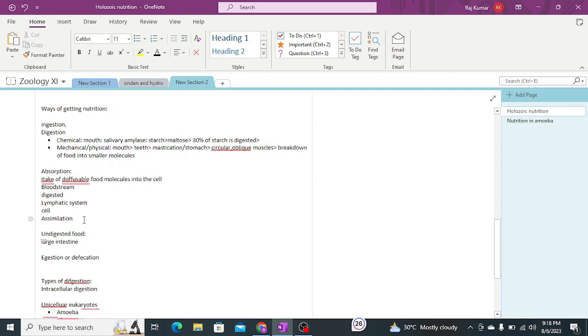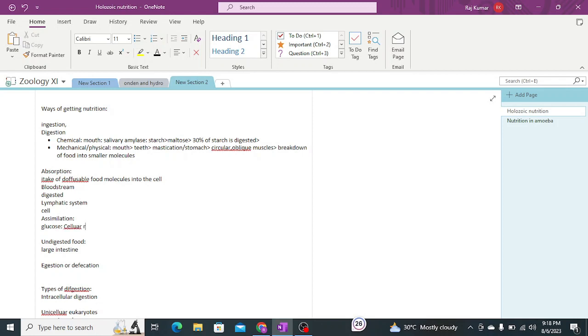Assimilation is the utilization of that particular food which is absorbed inside the cells. That utilization is for what? Utilization involves glucose first. Glucose is utilized for cellular respiration to create what? It is for creating energy, ATP.